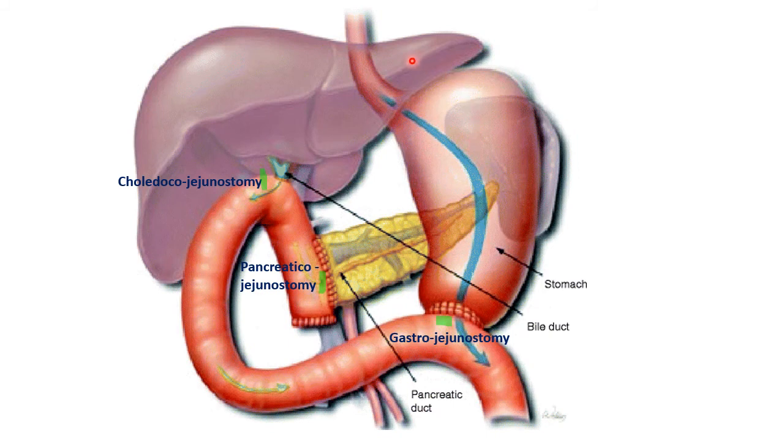This is a clearer diagrammatic representation of the Whipple's operation. Okay, here the first bypass is known as choledochojejunostomy, the second bypass is known as the pancreaticojejunostomy, and the third bypass is the gastrojejunostomy. So you can see this is a very major operation, and not many of these patients with severe obstructive jaundice, especially with malignant lesions, are fit for such an operation.